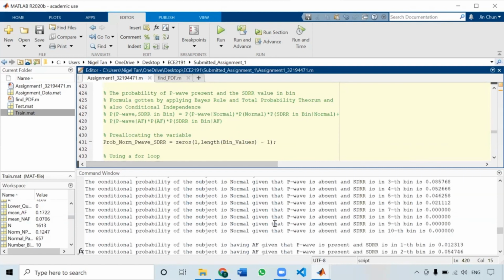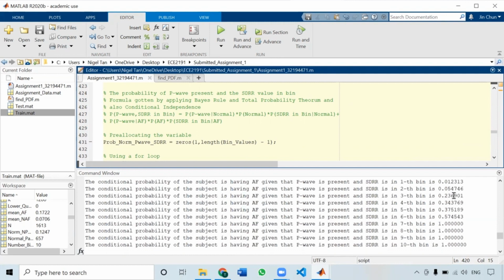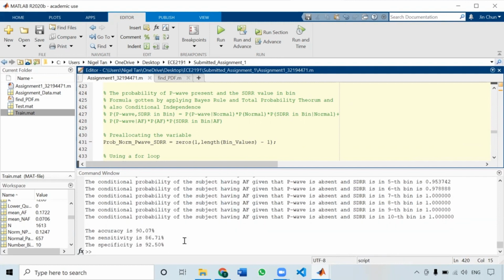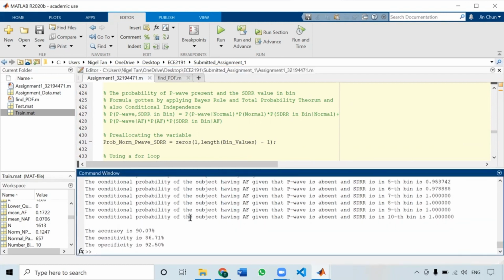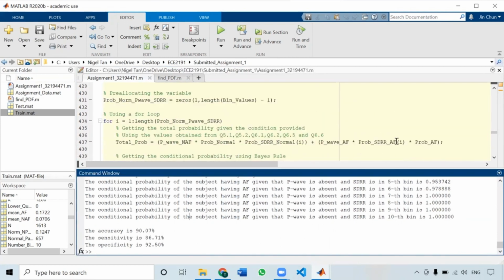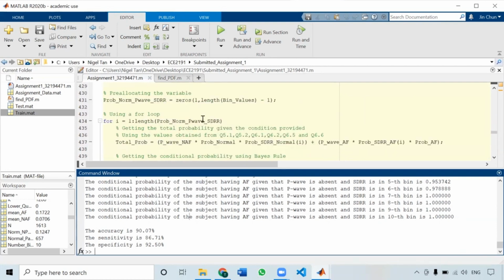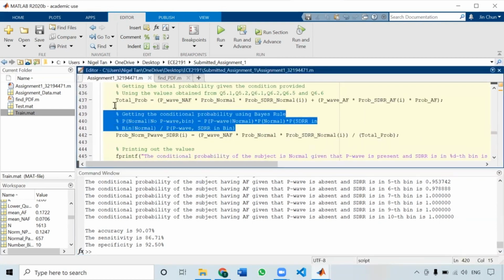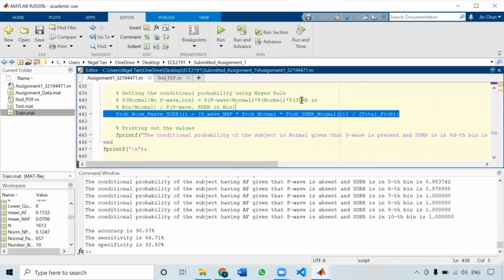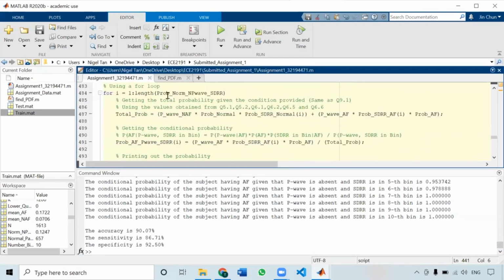So I run this section now. Question 9. These are the values that I've gotten from here, here, and here. Question 9.4 and the accuracy, sensitivity, and specificity that I got. From here, it's exactly the same. Just use Bayes' rule, the total probability theorem, and conditioning. The assumption that I made is that it is conditional independence. From here, just get the probability, and the same occurs for these 4 questions.